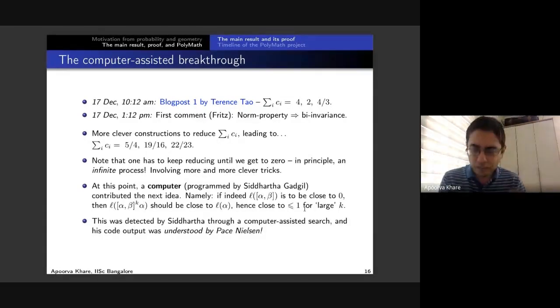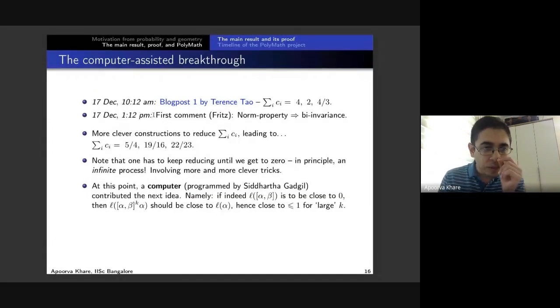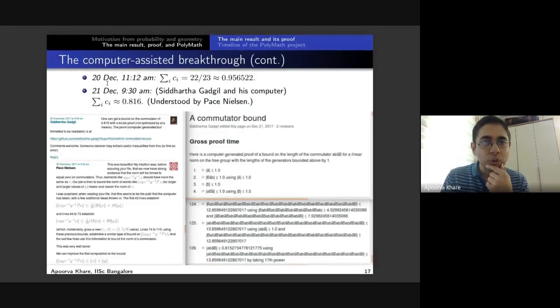With this in mind, he programmed his computer to try and understand this. And the remarkable thing about computers these days is they can do it. So luckily for us, he knew how to program a computer. He did it, and this is his blog. So this happened on 17 December, at 1 p.m. The next breakthrough was on the 28th, almost 3 days later.